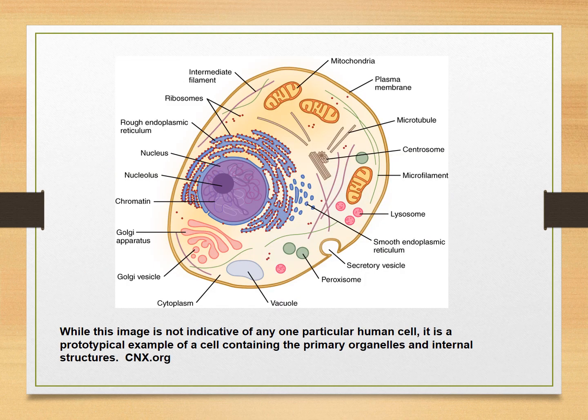This is an image of a generic cell, and it gives you an idea of some of the primary organelles and internal structures. Some of these we're going to go over, and we'll just go over structures that are important for our discussion of genetics this unit. We don't really need to cover all of them.